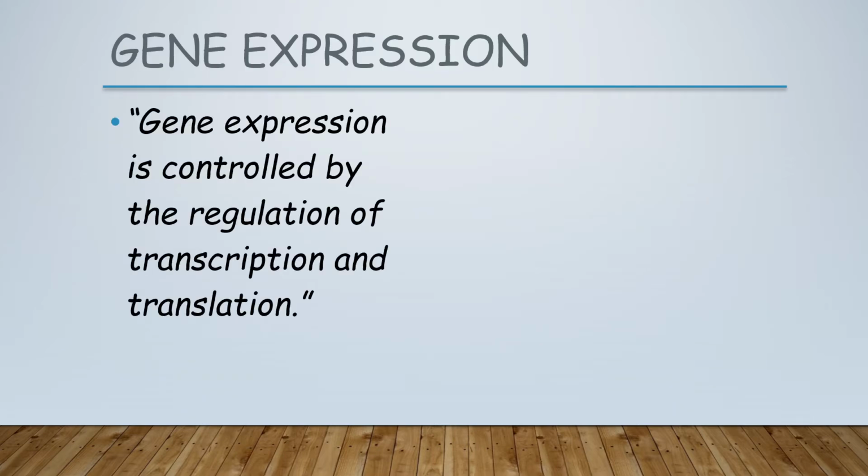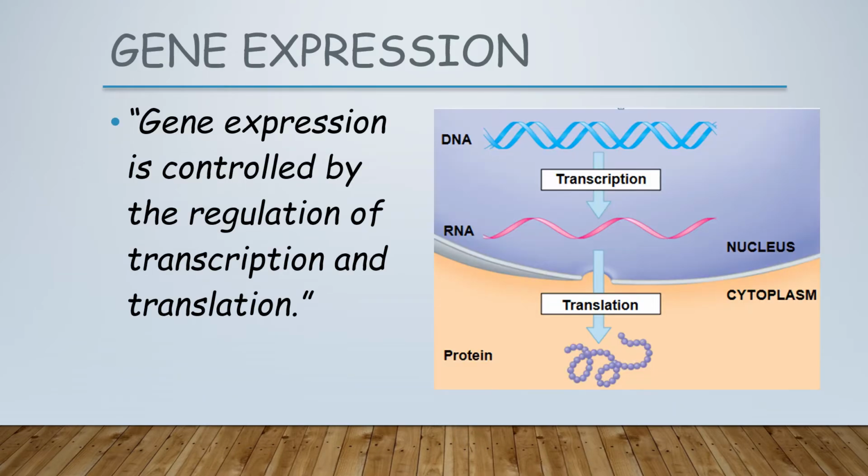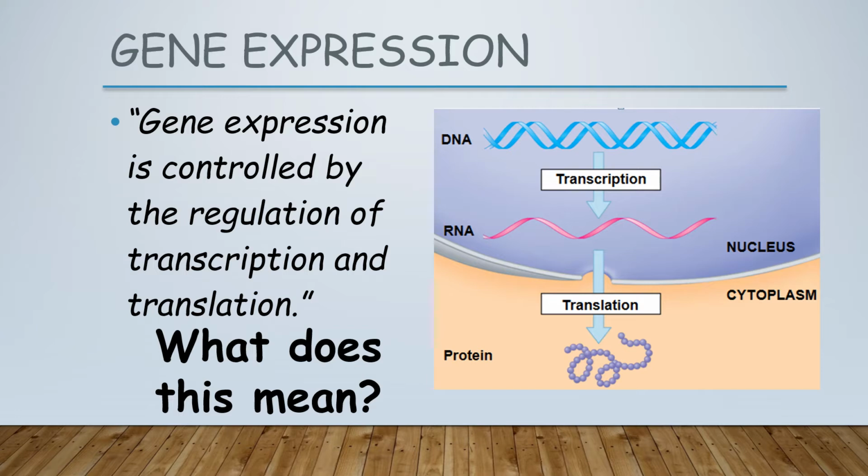Gene expression is controlled by the regulation of transcription and translation, the two processes that I've just mentioned. But what does that mean? It means that anything that makes transcription and or translation happen promotes the production of a protein. Or anything that can stop transcription or translation happening will ultimately stop the production of a protein. So those are things that we're going to look at later on, but you need to know now that if we manage these two processes, then we manage the production of proteins.